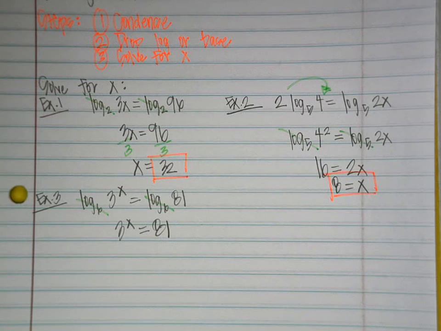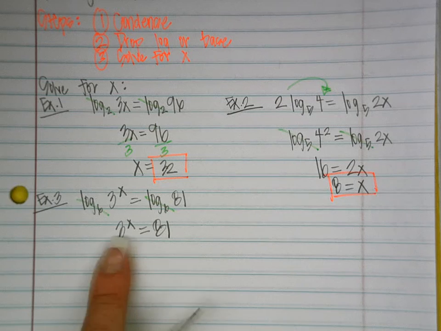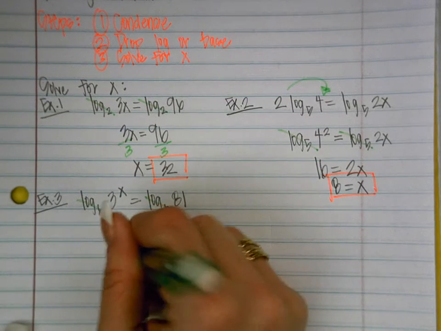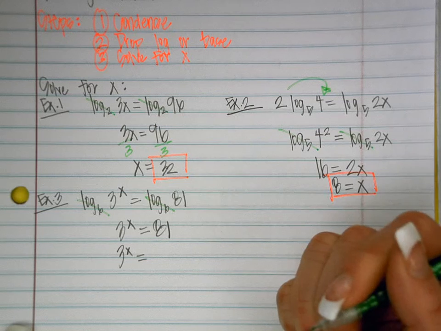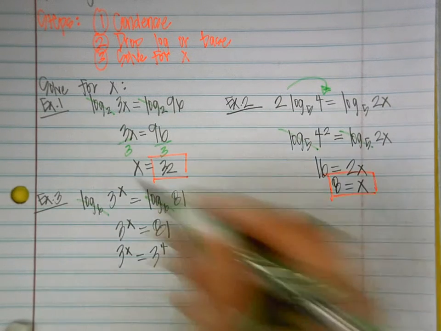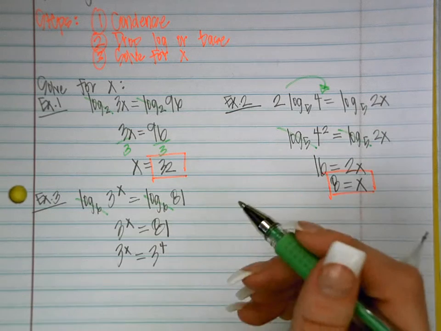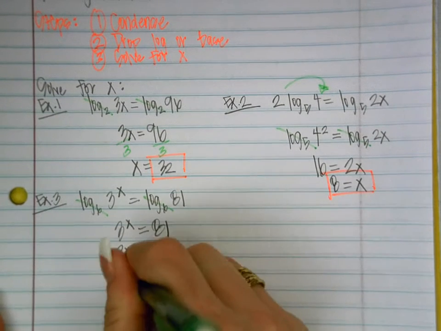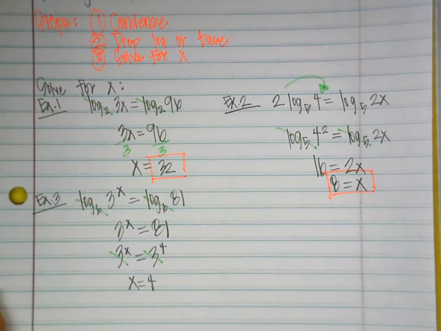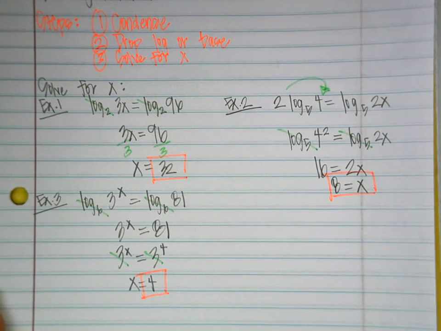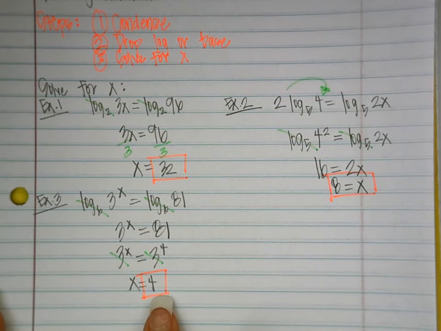Get the same base. Okay, so I need to rewrite these as the same base. The base they have in common is 3, so 3 to the x equals 3 to what power equals 81? 3 to the 4th. Then we already dropped the log base up here. You're going to do the same thing with this base. Drop it again, and x equals 4. Okay, so it can happen that sometimes you're going to drop the base 2 times, and that's perfectly fine. Okay, so rewrite those.